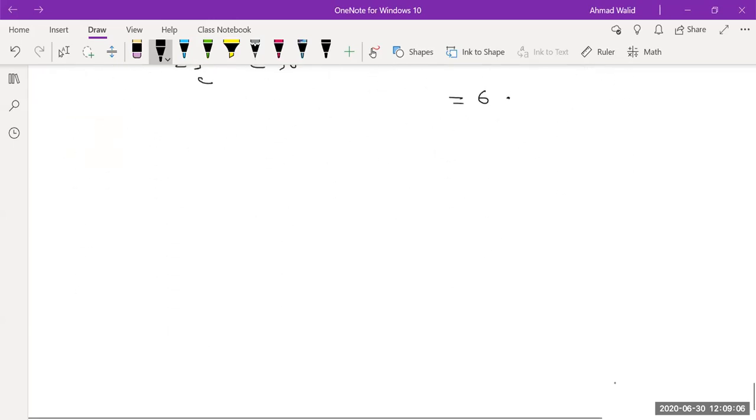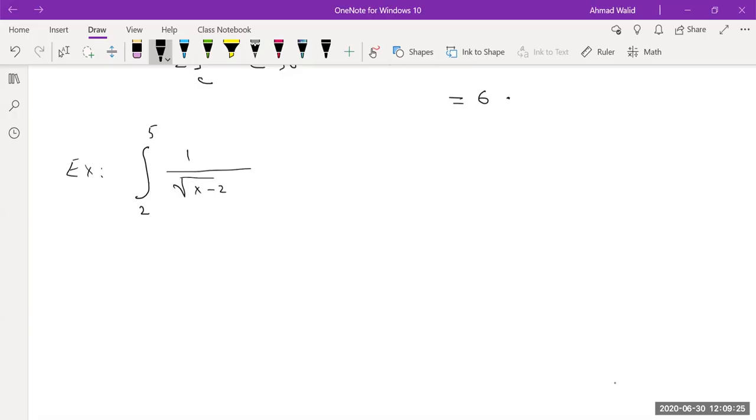Let me do another example also for you. Integral from 2 to 5, 1 over square root of x minus 2 dx. First, you have to find your discontinuity. At which point do you have a discontinuity? To do that, find the restriction. You learned it from algebra.